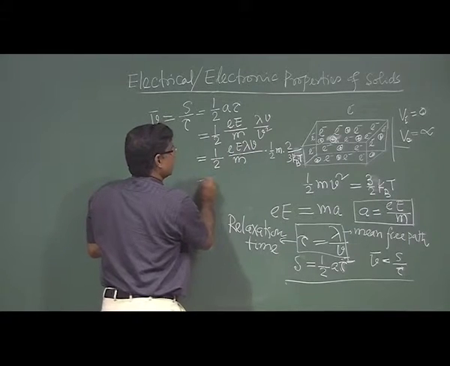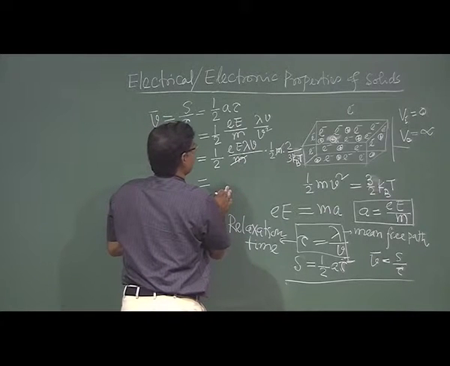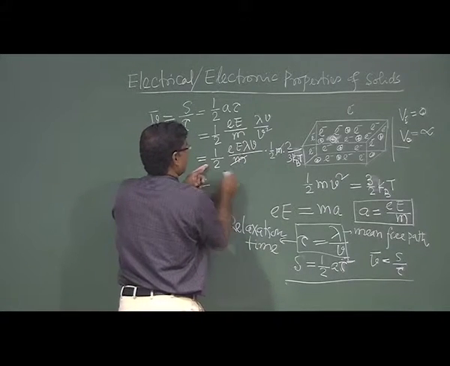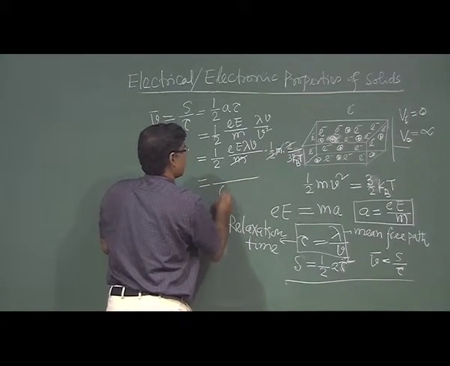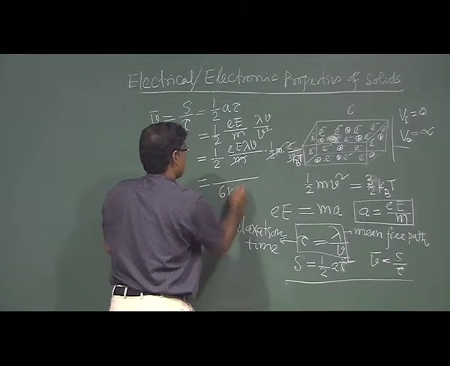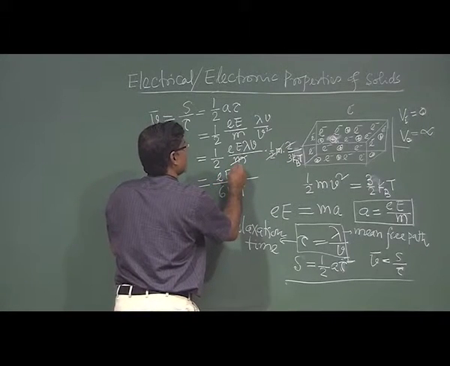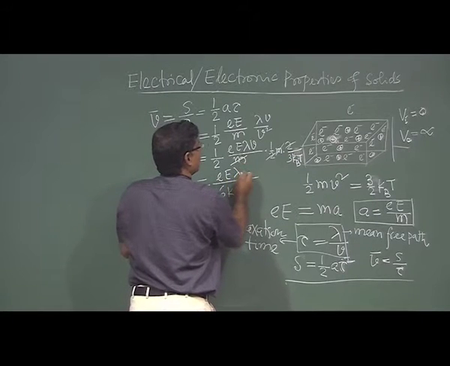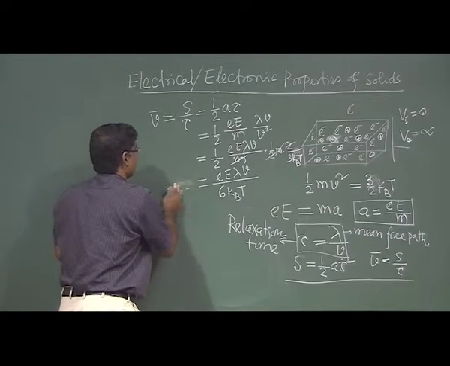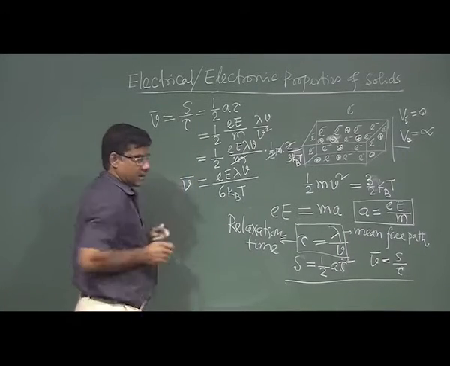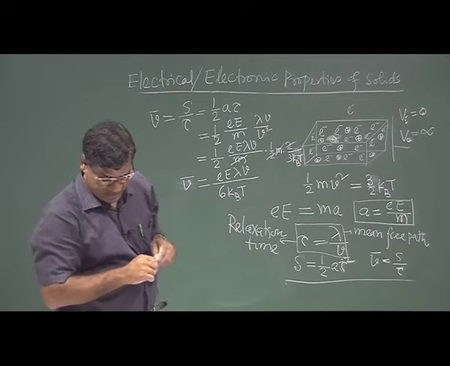So, what are we getting? We are getting this m, then this 2 will go. So, we are getting 6 k B T in the denominator, with e E lambda v in the numerator. Okay, so that is the drift velocity of electrons under an electric field.